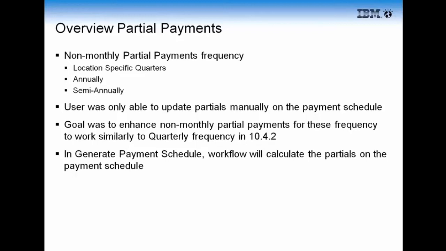So in the current application, the user was still able to update partials manually on the payment schedule. They can fill out the date and the amount, the calculated value amount, and put it on the payment schedule. So our goal was to enhance non-monthly partial payments for these frequencies to work similarly to quarterly frequency in 10.4.2. And now in the general payment schedule wizard, the workflow will calculate the partials on the payment schedule.